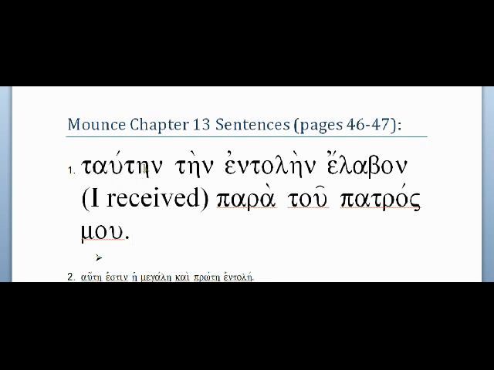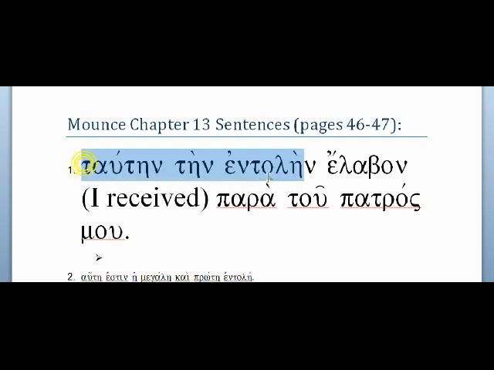Beyond that, you see that it's part of a string because you've got the eta nu at the end of the first three words. So you've got all three of those words as a string, and so you know this is "this," the, and then if you know entole, it is command or commandment. So if you're just trying to read it as is, you'd say "this the commandment." Then you have the verb, and it's given to you: I received.